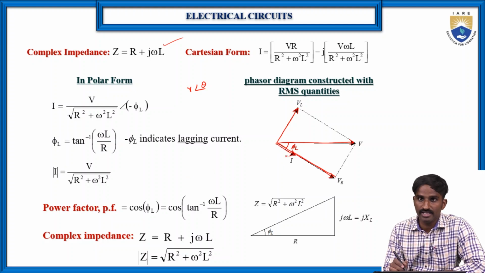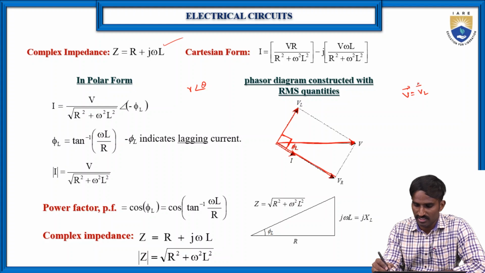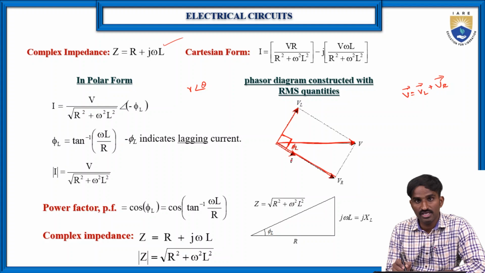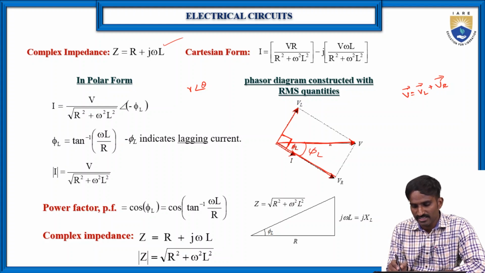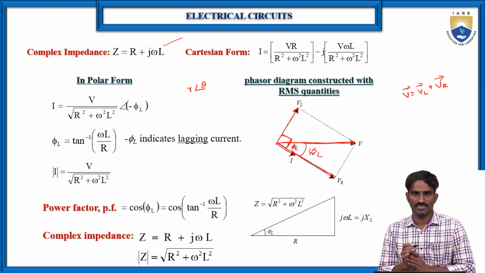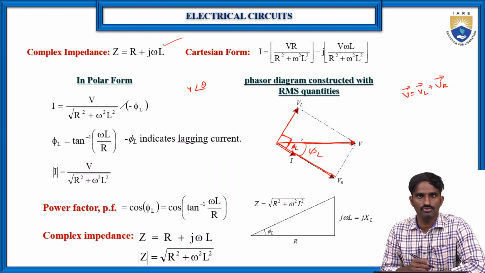But in case of VL and I, the current lags behind the voltage by 90 degrees. But this is the resultant vector of V, which means the total V is equal to the vector addition of VL plus VR. So now the difference between the current and the voltage is this angle, so this angle is the phi L. But still, as you can see, the current lags behind the voltage by phi L, not 90 degrees. So that is what you have to understand.